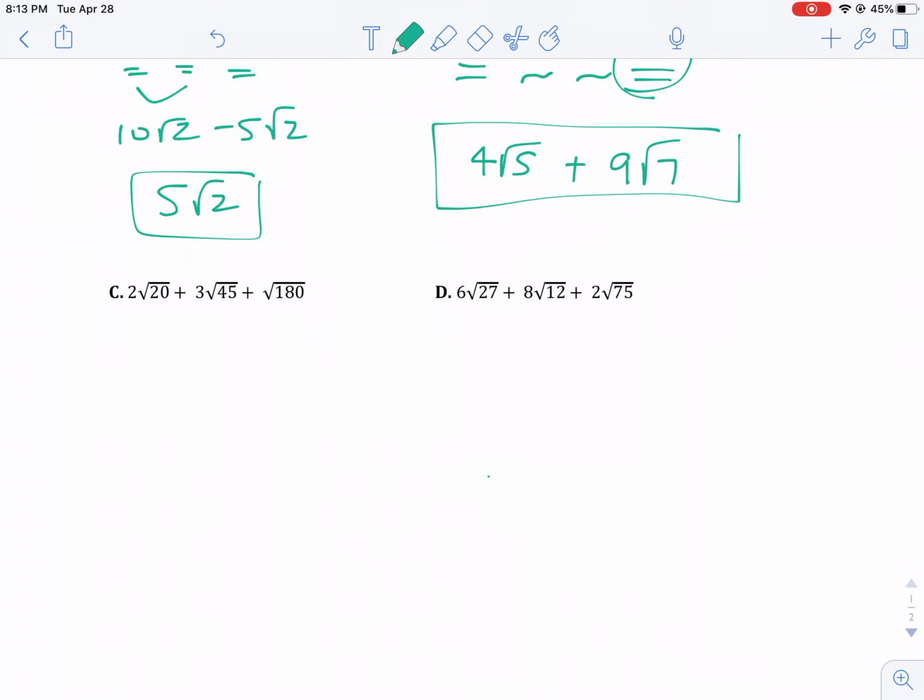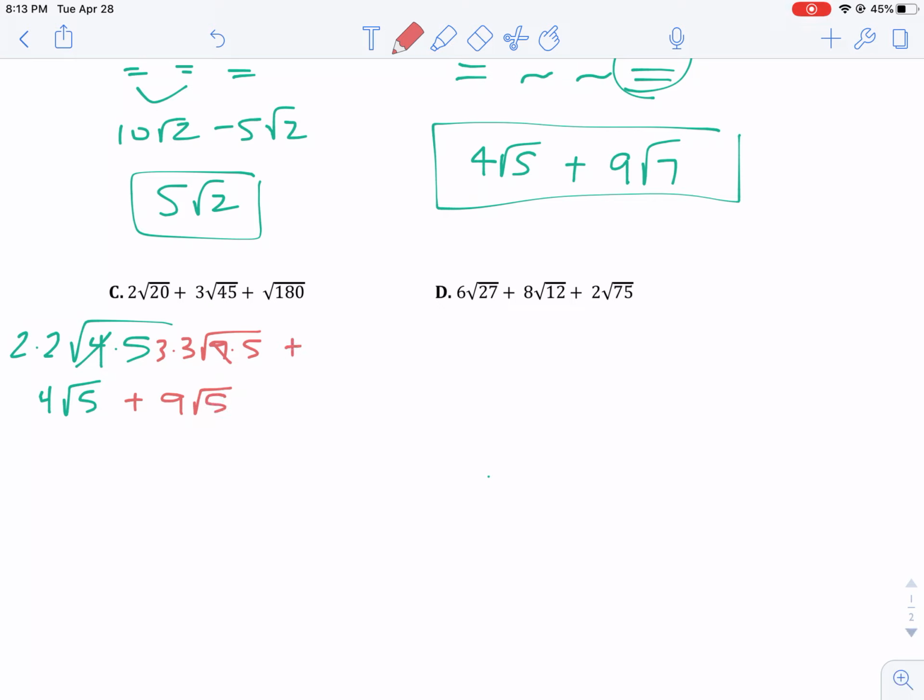All right, for C and D, we need to first simplify the radicals down and then see if there's any common radicals that can be added together. So for 2 root 20, again, we can think of 20 as 4 times 5, and then this 4 would come out as a 2. These would get multiplied to give us 4 root 5. Okay, the 3 root 45, well, 45 is 9 times 5, and the square root of 9 is 3. So that would come out as a 3 and get multiplied to give us 9 root 5.